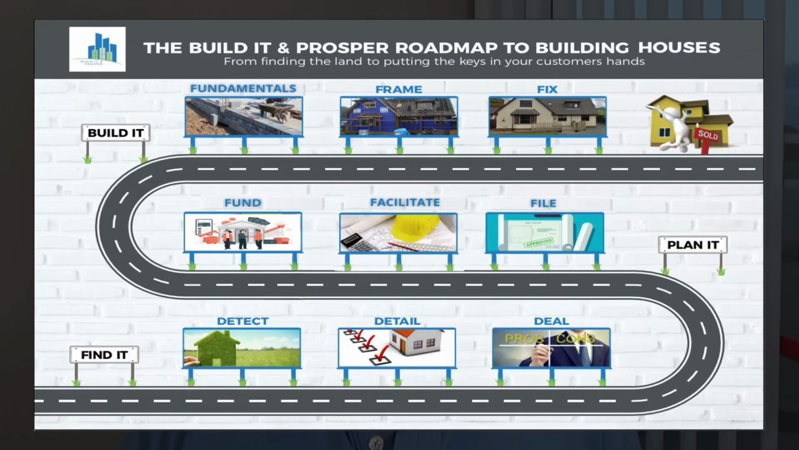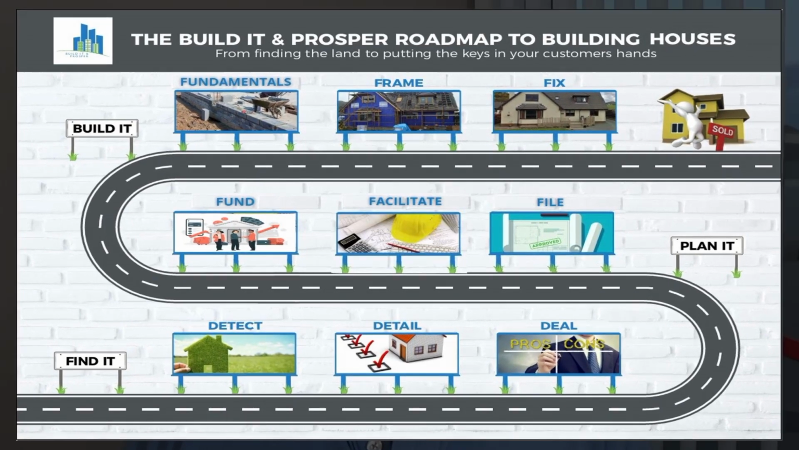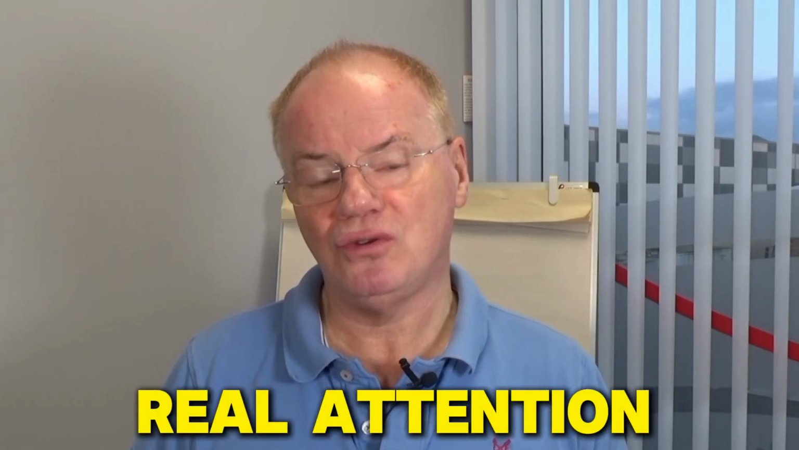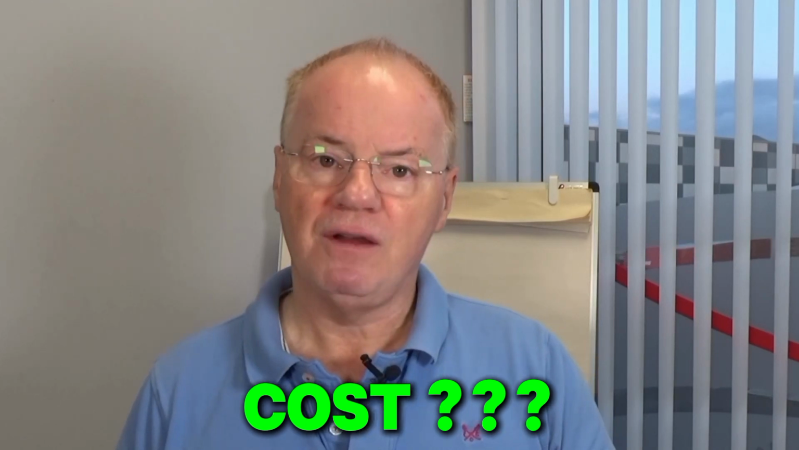Choosing your build route can have a significant impact on the costs of your development. Now, while this sits in the plan it phase, and specifically the facilitate stage of the roadmap to building houses, it's something that you need to pay some real attention to when you are negotiating your land deal, because ultimately how you build out your site will have an impact on how much that's going to cost you and therefore what you should be paying for your land.